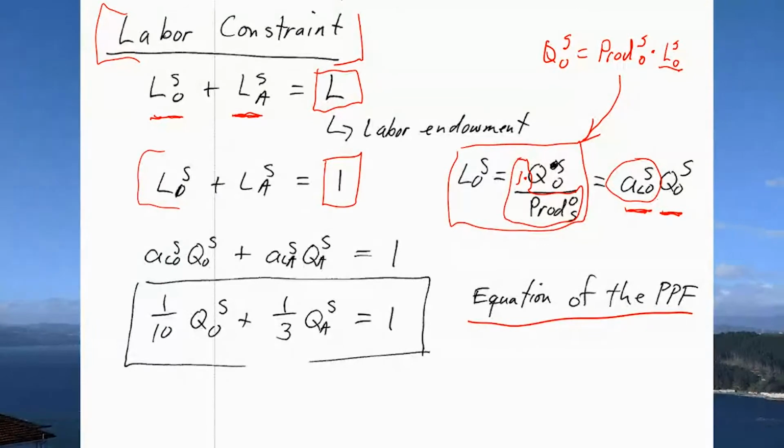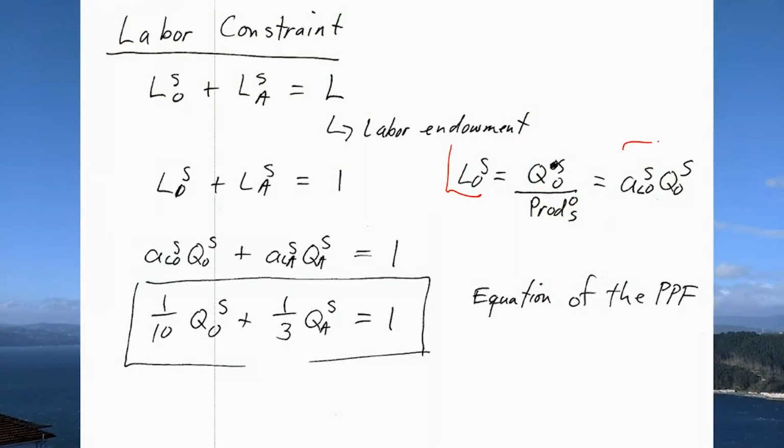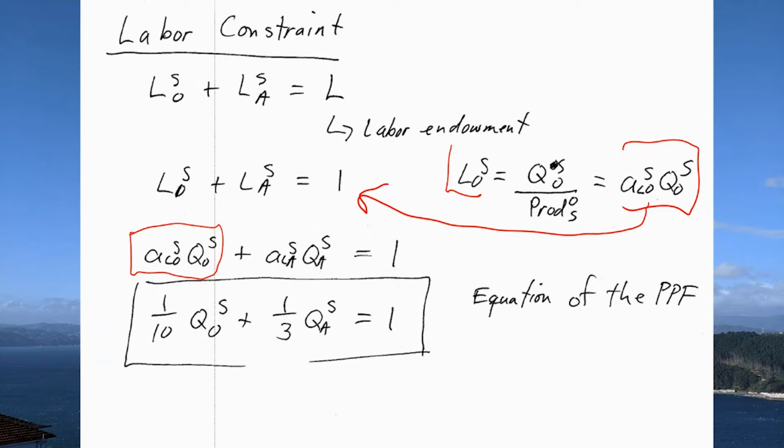All right, so let's take this. So we're going to take this term and plug it in to the labor constraint over here. So we're going to substitute for LOS and plug in ALOS times QOS. All right, and that's what gets me to this term in this part of the equation. Okay, but then we do exactly the same thing for apples. We can take the production function for apples, do exactly the same exercise, and we can plug in for the labor supplied to the apple production by Smith and make it equal to ALAS times QAS. All right, and that has to be equal to 1.